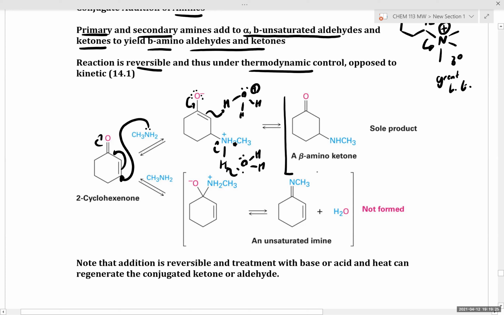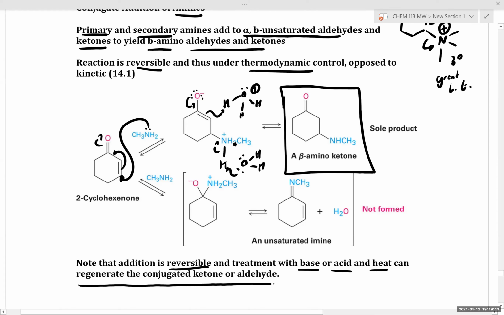From here, we're able to cleanly isolate a beta aminoketone. Now, one thing that's important to note, this addition is reversible and treatment with base or acid and heat can regenerate the conjugated ketone or aldehyde. So addition of amines to make a beta aminoketone can serve as a method to temporarily protect this alkene that's conjugated to our ketone. Does this mechanism make sense?